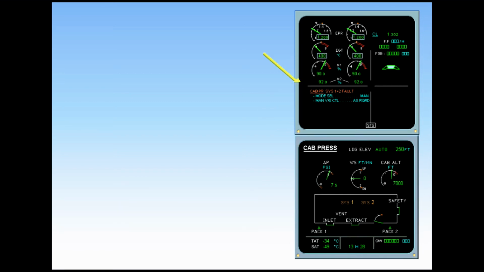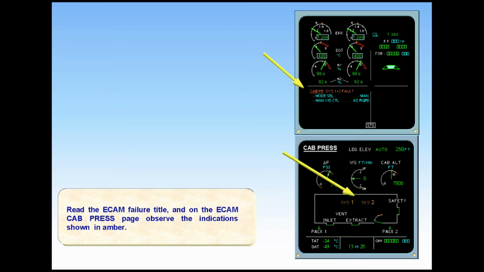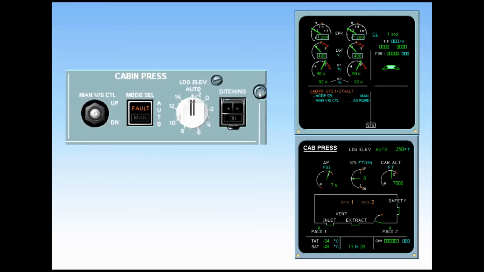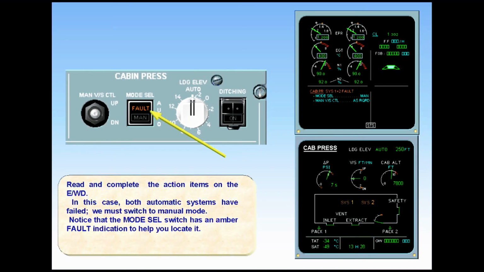Read the ECAM failure title, and on the ECAM cabin pressure page, observe the indications shown in amber. Read and complete the action items on the EWD engine warning display. In this case, both automatic systems have failed. We must switch to manual mode. Notice that the Mode Select switch has an amber fault indication to help you locate it. Switch to manual mode.